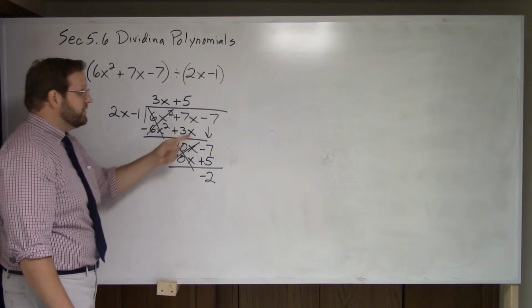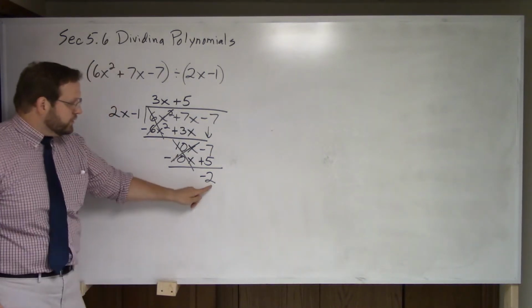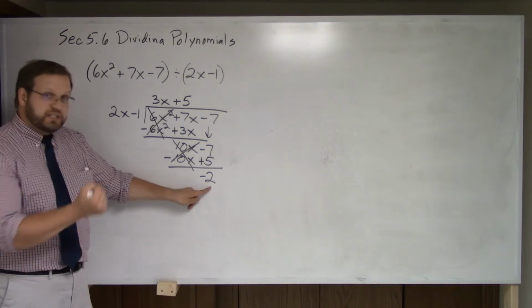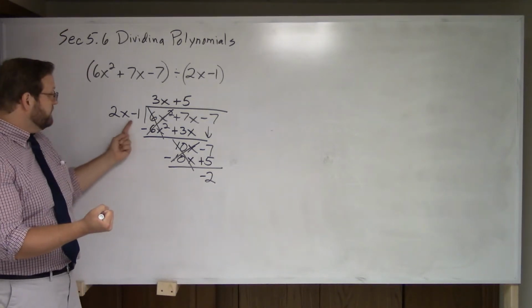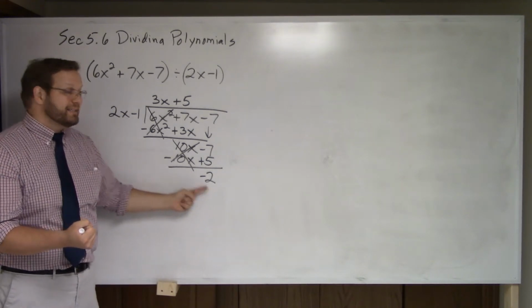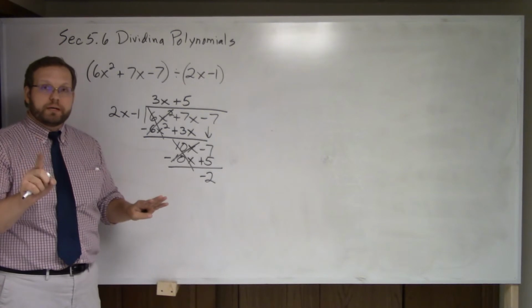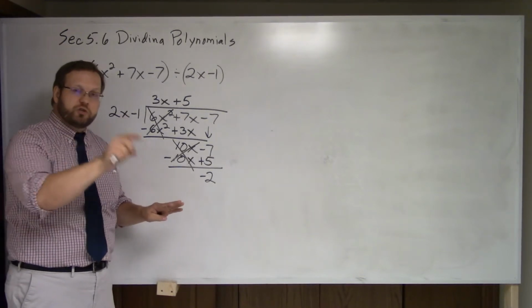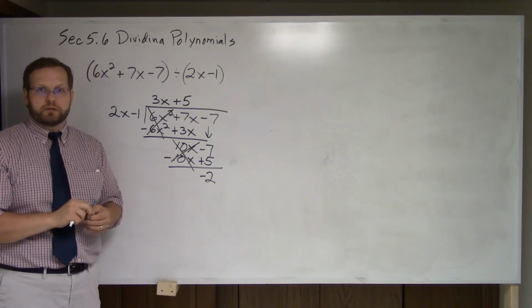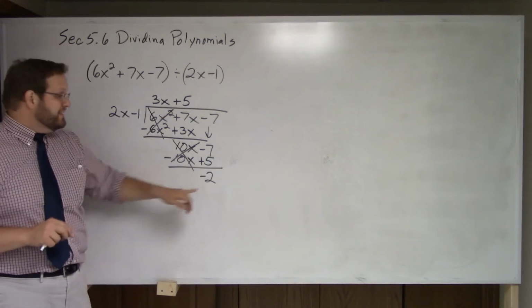Okay, now there's nothing else to carry on. Also, the degree of this is 0. The degree of this is 1. When the degree here is less than the degree of this, you're done. The degree is talked about in section 2 when we introduced polynomials. But when the degree here is less than this, you're done. That means this is our remainder.